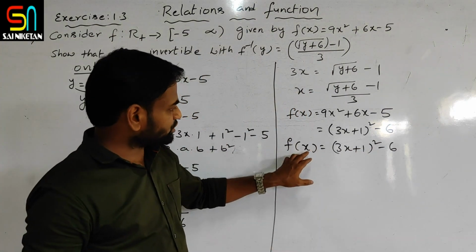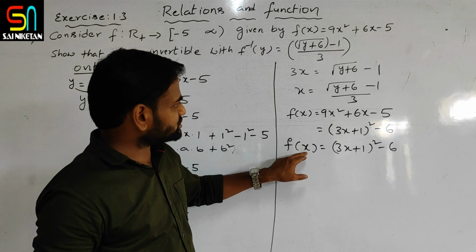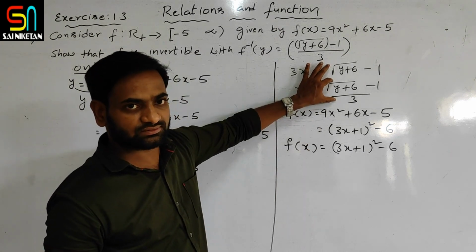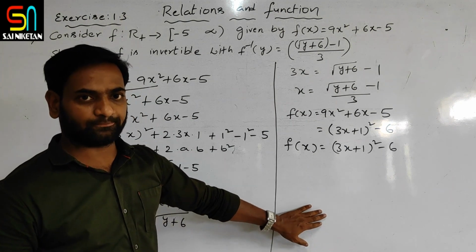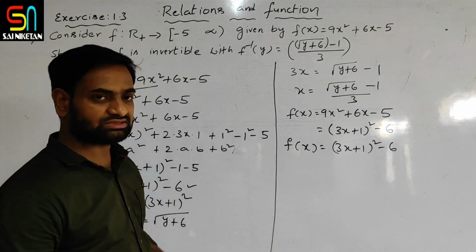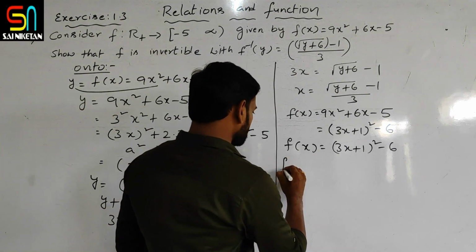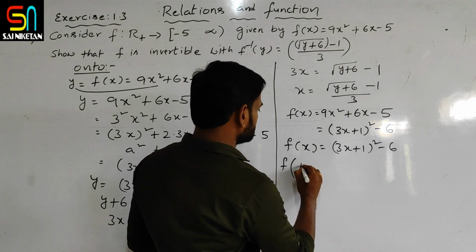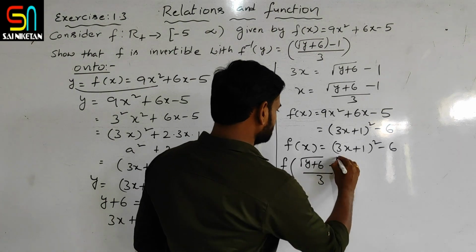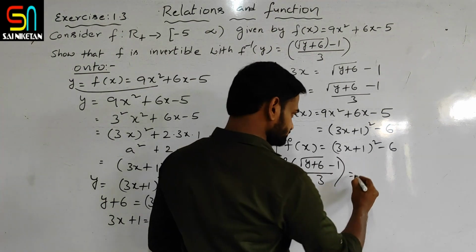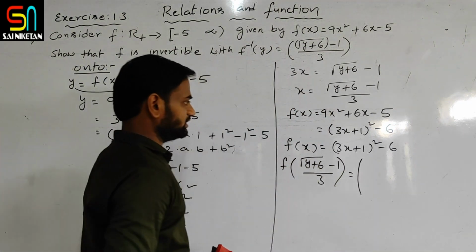Now, in this function, just substitute the x value, this entire thing. Now, if you simplify, the answer should be y. Then we can say f is onto. Now here, the x value is root of y plus 6 minus 1 by 3. Now see here carefully.